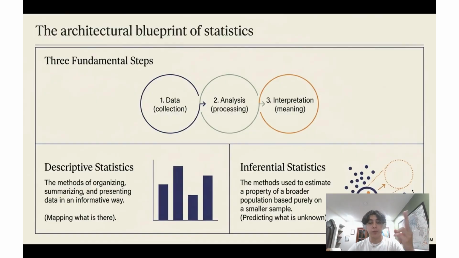And there are two types of statistics. The first one is the descriptive statistics, so mapping what is there in the data we have collected. And the inferential statistics are used to predict what is unknown based on the data we have collected.